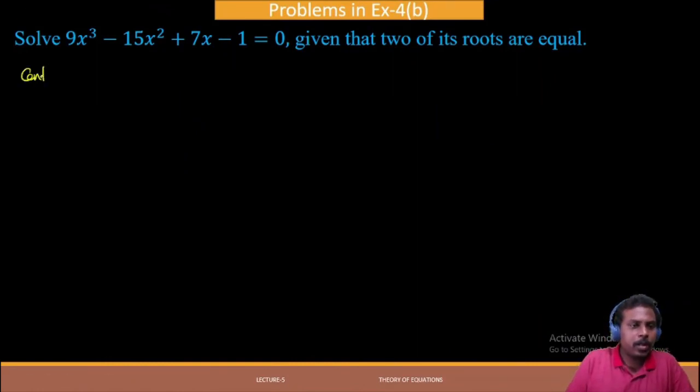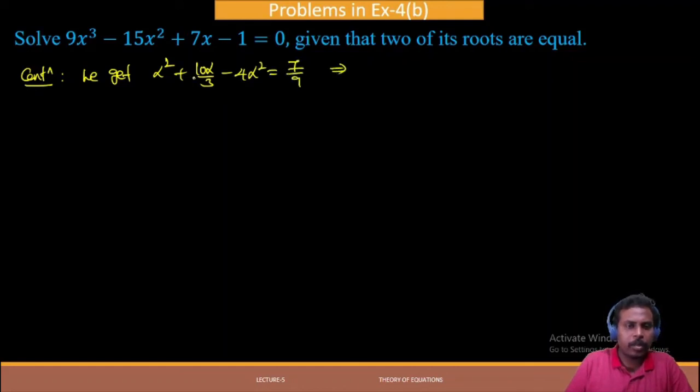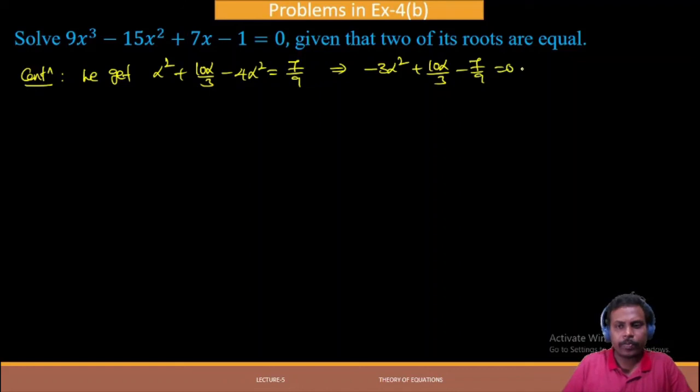So I'm continuing the problem here. So we get alpha square plus 10 alpha by 3 minus 4 alpha square is equal to 7 by 9. So alpha square minus 4 alpha square is minus 3 alpha square plus 10 alpha by 3 minus 7 by 9 is equal to 0.